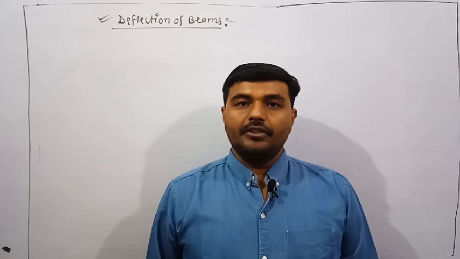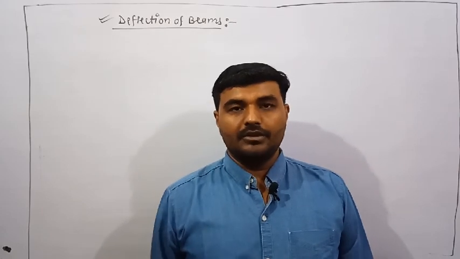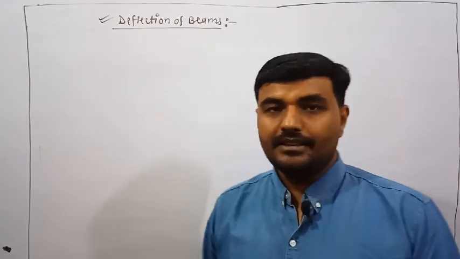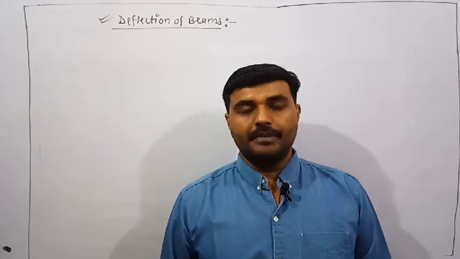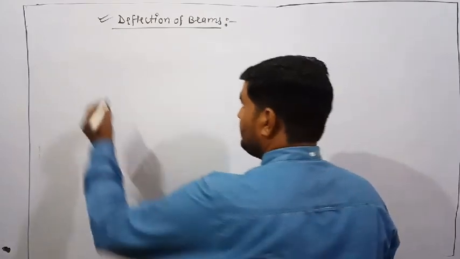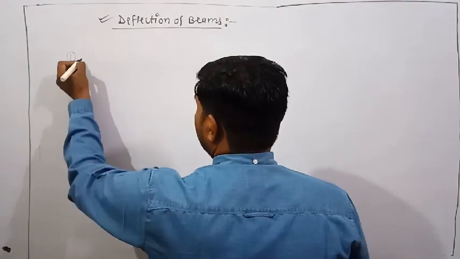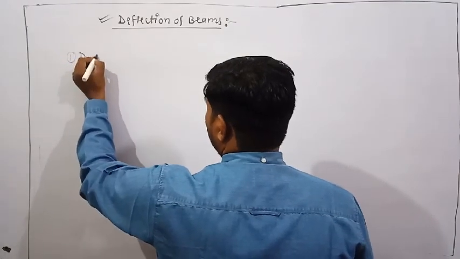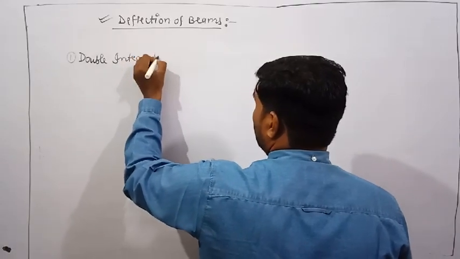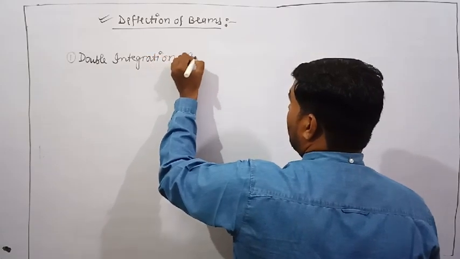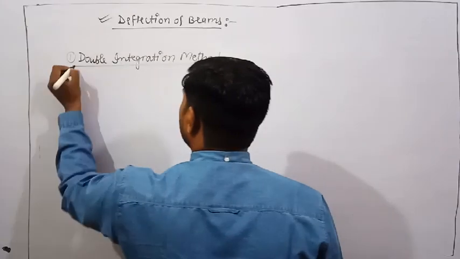A minimum 1 to 2 marks question definitely will come either in set 1 or in set 2 or in both the sets. So let's start with what are the different methods for calculation of deflection of beams. So first method is double integration method, a very old and popular method.